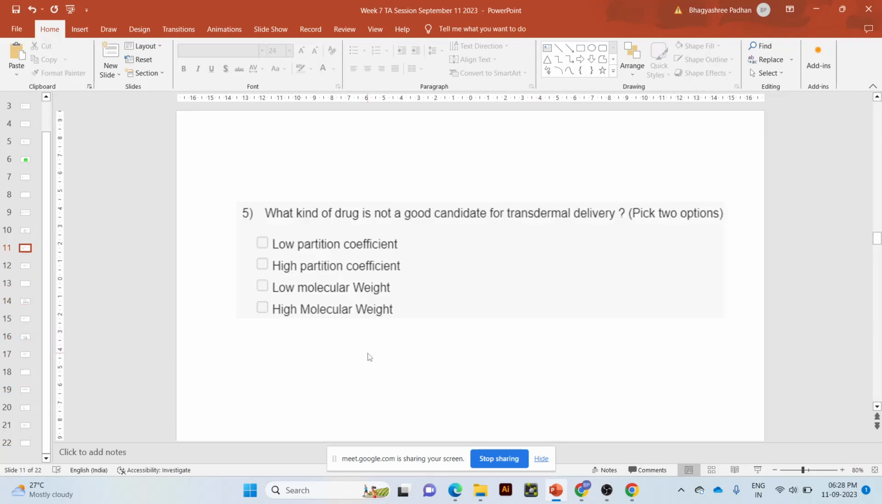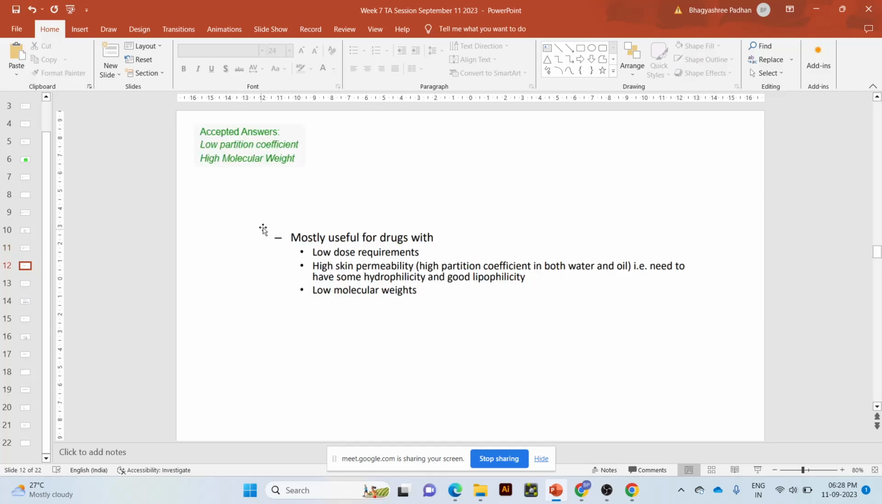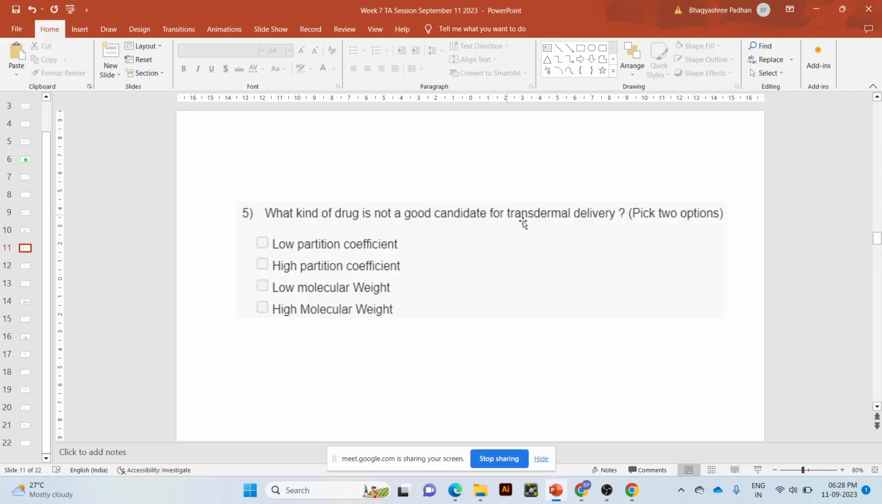So this was the fifth question. What kind of drug is not a good candidate for transdermal delivery? So the transdermal delivery is useful for drugs with low dose requirements, high skin permeability, that is high partition coefficient in both water and oil, and low molecular weights. So high partition coefficient and low molecular weights are good candidate for transdermal delivery, but here it is asking not a good candidate. So it will be the opposite, low partition coefficient and high molecular weight.